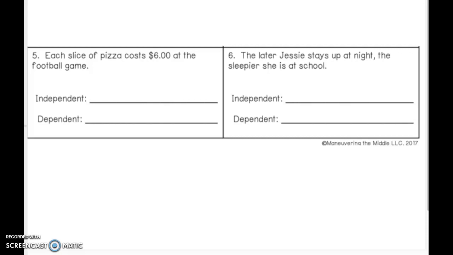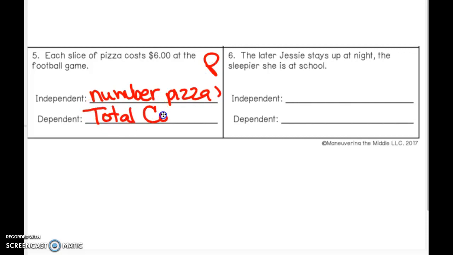Next, we have another couple examples. Each slice of pizza costs $6 at the football game. So the cost is $6 per slice of pizza, but we don't know what the total cost is going to be. So the number of pizzas, and we're going to call that P, will tell us our total cost. And we'll call that T.